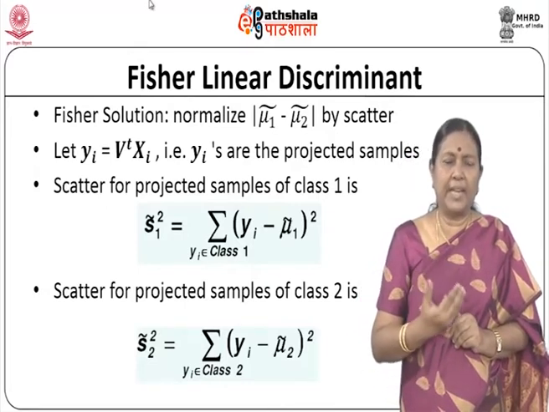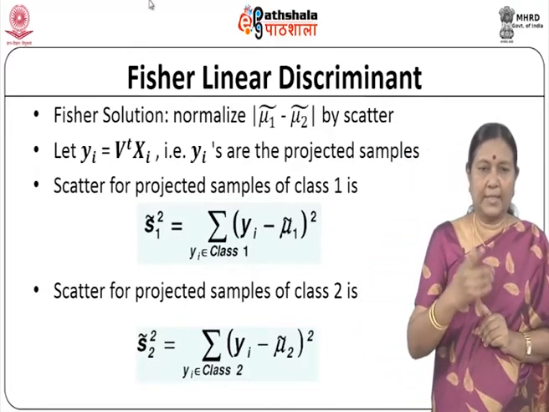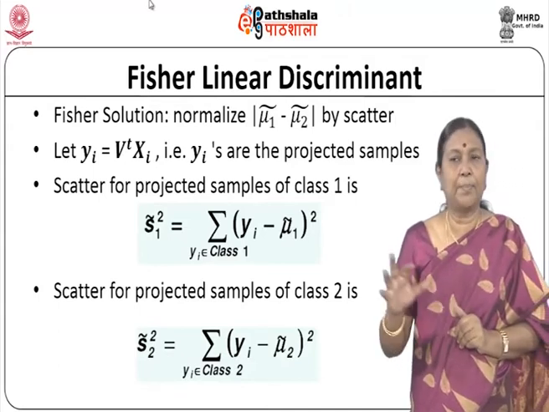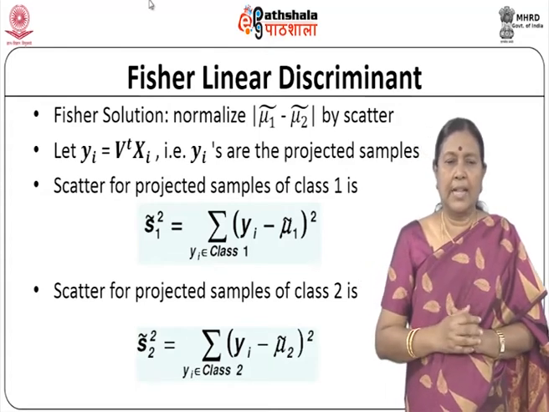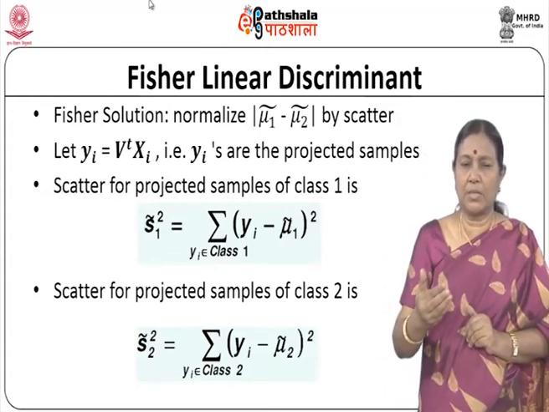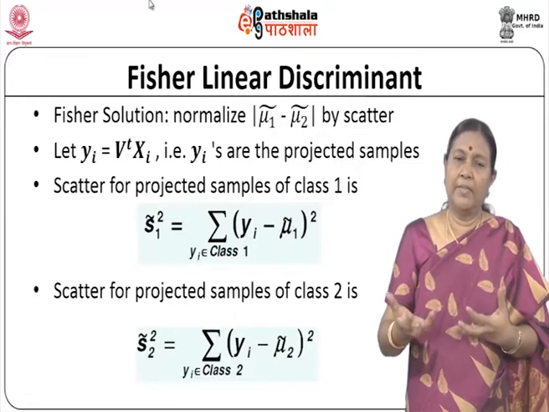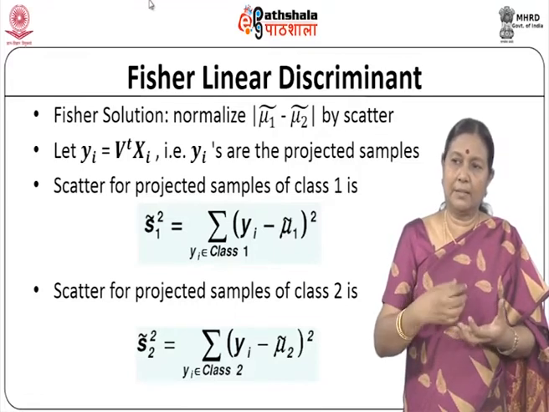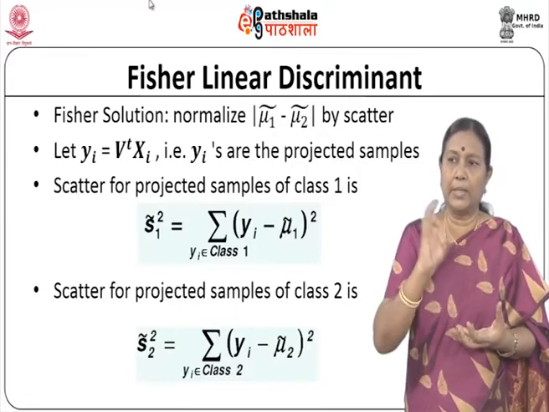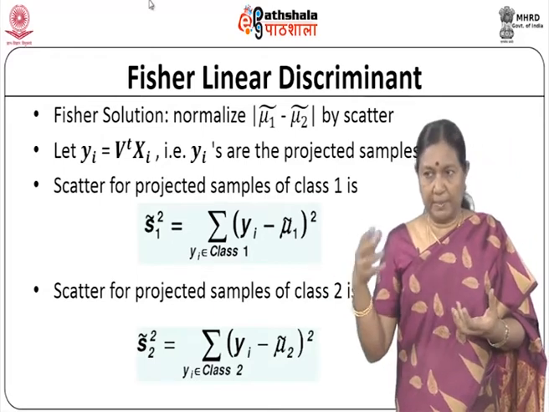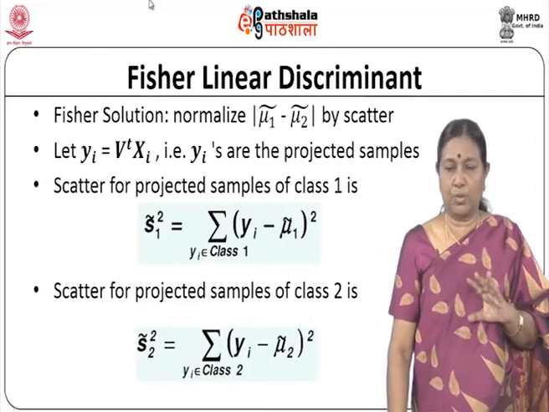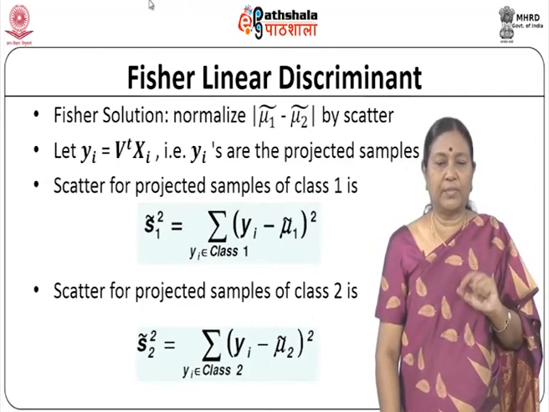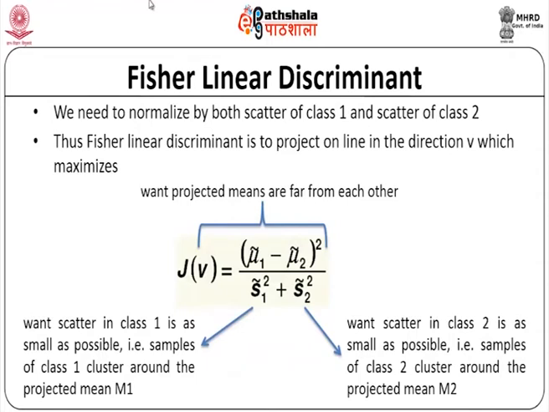So, let yi equal v transpose xi; the yi's are the projected samples. The scatter for the projected samples of class 1 is equal to this, and the scatter for the projected samples of class 2 is equal to this. This is the same thing that we did there. We got the projected samples and then found the difference between each projected sample and the mu of the projected samples, and that gave us the scatter. So, for class 1 we get the scatter, for class 2 we get the scatter. We find the square of the scatter, and we normalize by both the scatter of class 1 and the scatter of class 2.